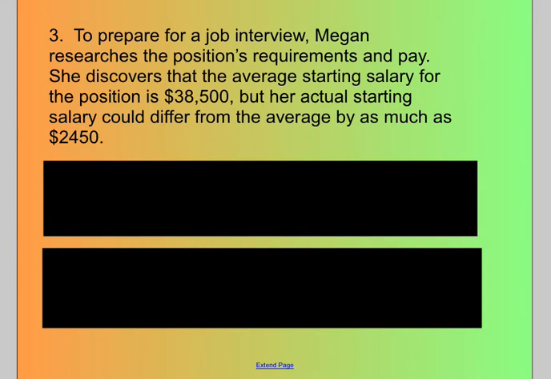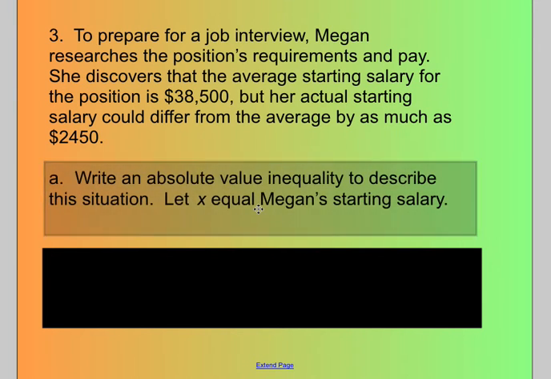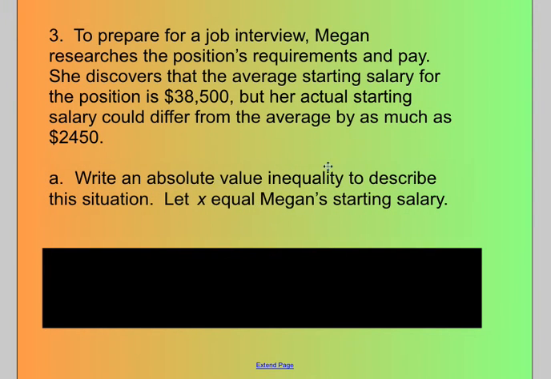To prepare for a job interview, Megan researches the position's requirements and pay. She discovers that the average starting salary for the position is $38,500, but her actual starting salary could differ from the average by as much as $2,450. A says write an absolute value inequality to describe the situation. Let X equal Megan's starting salary.